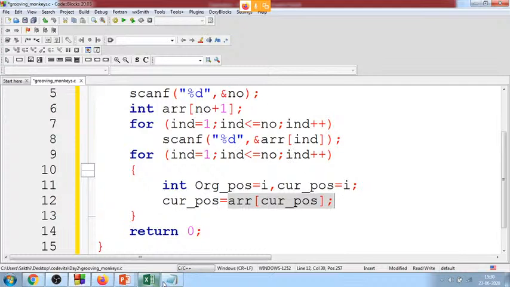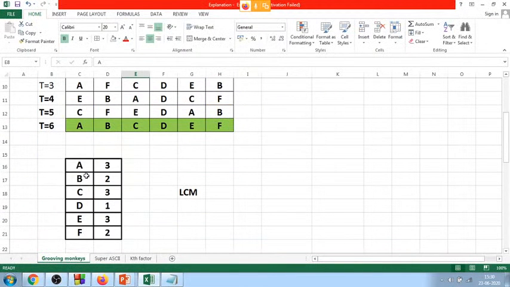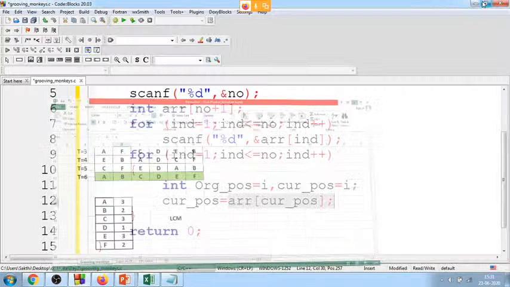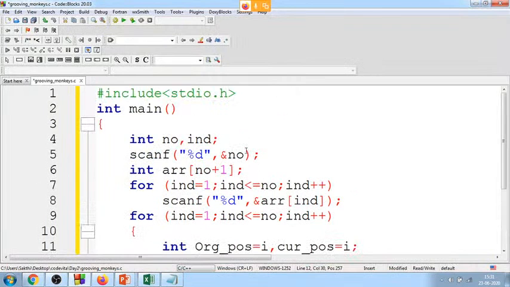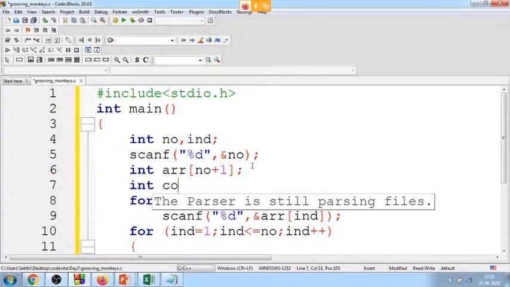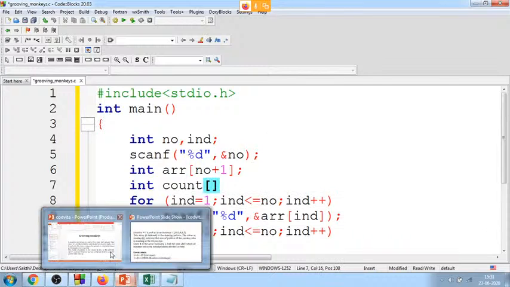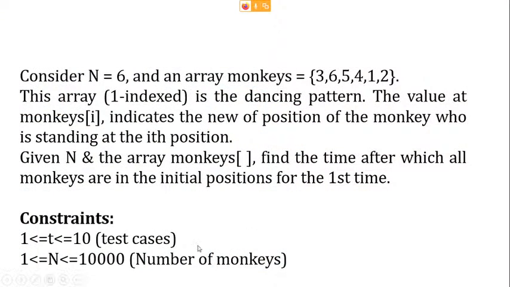And in order to store this count array, as I told you, we are going to calculate the number of steps taken by the monkeys. For each and every monkey, how many steps it is going to take in order to come to the original position. For storing this data, let me declare one more array. Let me declare here int count. So what could be the size of this? Is there any constraint? They are given how many monkeys can be there? There can be 1000 monkeys, right?